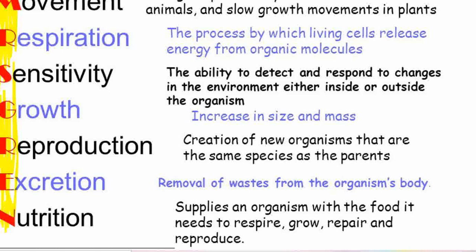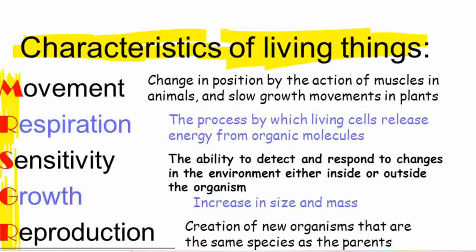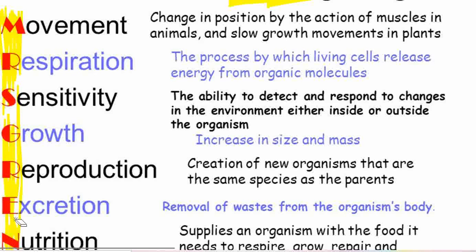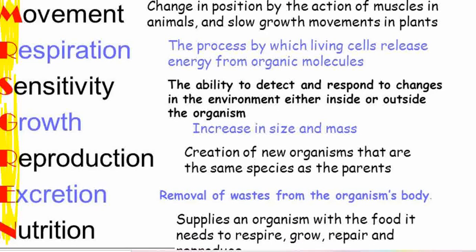Nutrition supplies the organism with food. Excretion is removal of waste. Reproduction is creation of new organisms. Growth is increase in size and mass. Sensitivity is the ability to detect and respond to changes. Movement is the change in position by action of muscles, also growth movement in plants. So these are all 7 characteristics of living organisms. So remember this, MRS GREN, Mrs Gren.